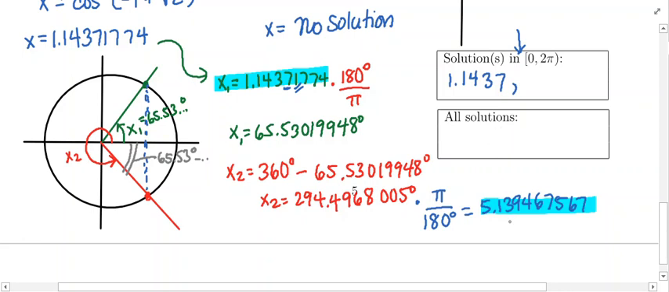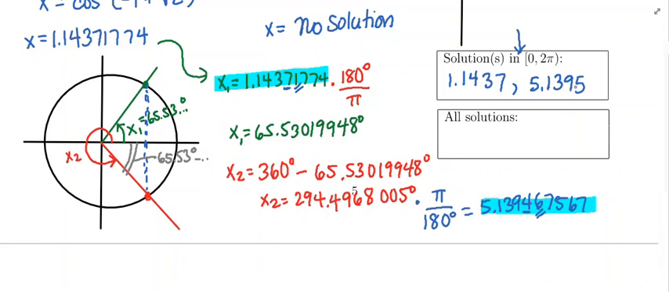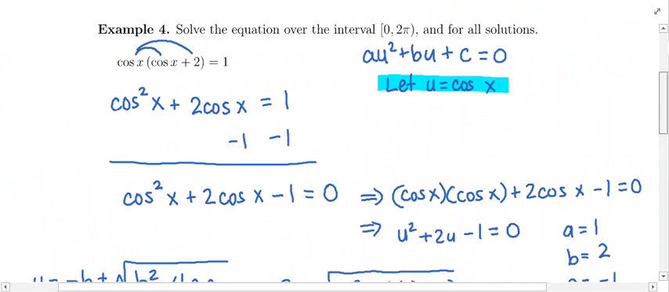The other angle that's going to work for us is going to be the 5.139, and if we have to round this, here's the fourth decimal place. There's a 6 after it, so we need to bump it up to 5. So that's going to be the other radian measure. These are two angles between 0 and 2 pi, and they are the solutions. These are the x values that make this original equation true.